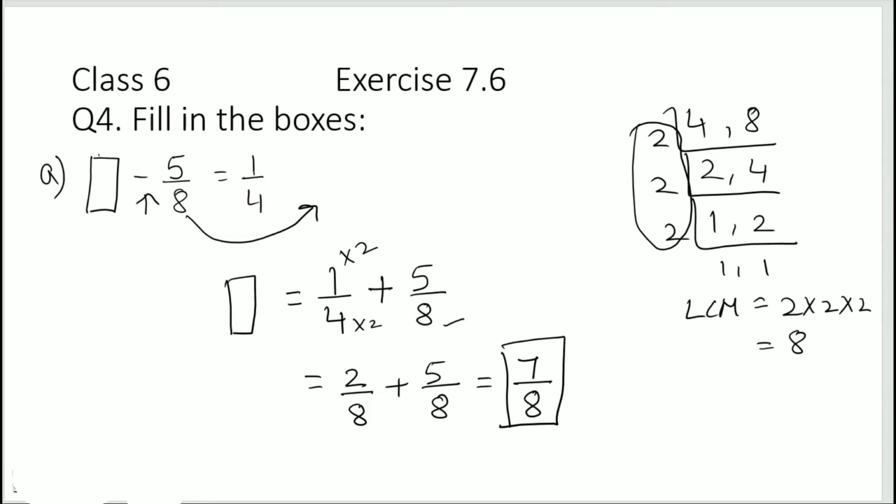So what we did is we moved the fraction 5 by 8 to the other side, and in doing so we changed the sign also. Minus becomes plus, and then we added it up using our LCM thing, right? Let's do the next question.